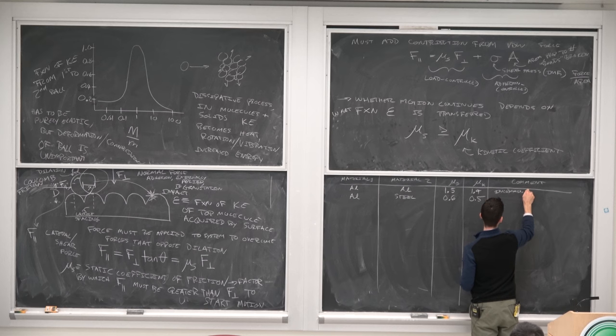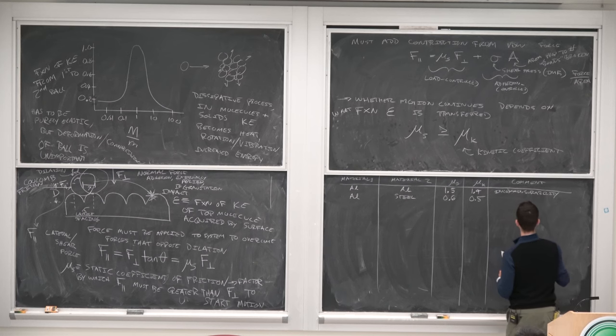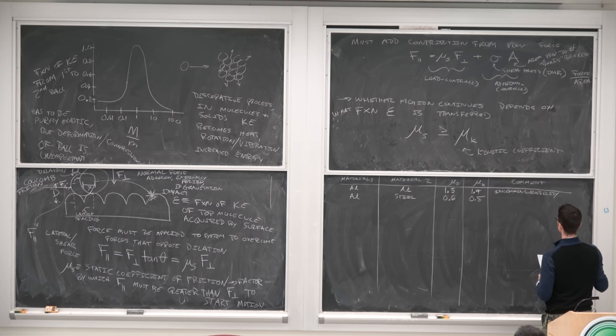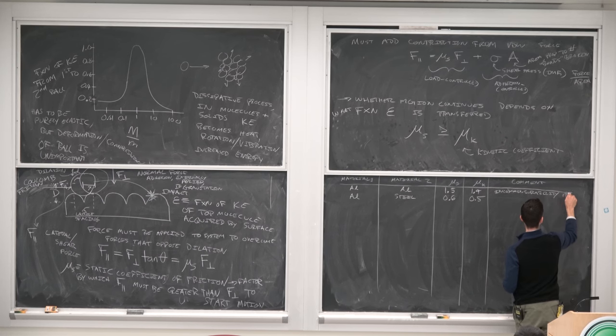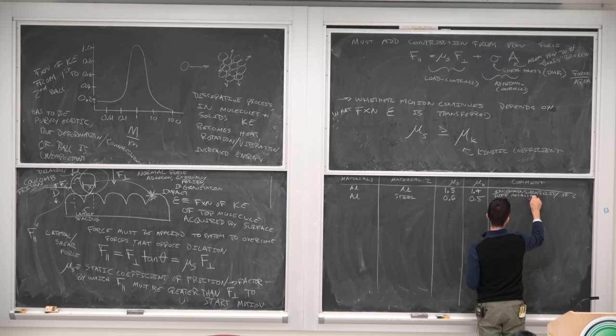So we say incommensurability, might be the longest word I've written on this chalkboard, of two different metals. Commensurate surfaces lock up.